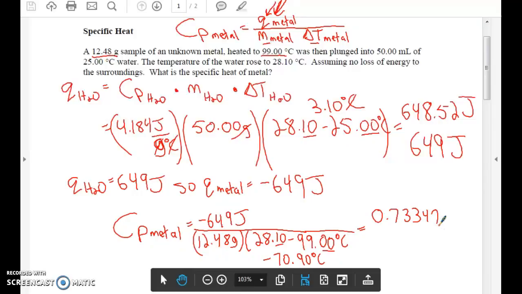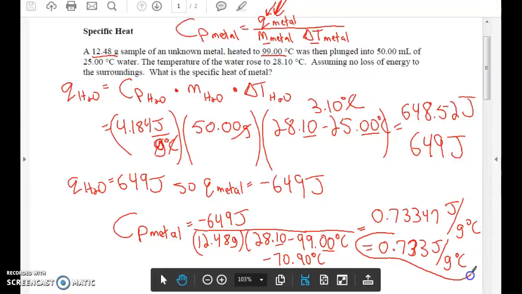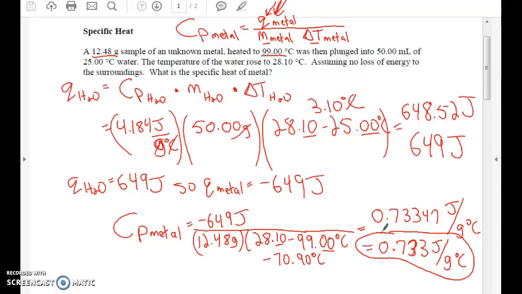Now, if you multiply this all out, what you should get is 0.73347 and a whole bunch of other numbers, and it's joules per gram degree C. Now we go by the least number of significant digits, which is this negative 649, which is 3 significant digits. So we round our answer off to 3 significant digits, 0.733 joules per gram degree C. That ends up being the specific heat of the metal. So figure out how the metal affects the water, and use that number to figure out the specific heat of the metal.